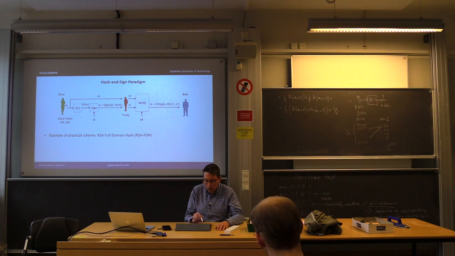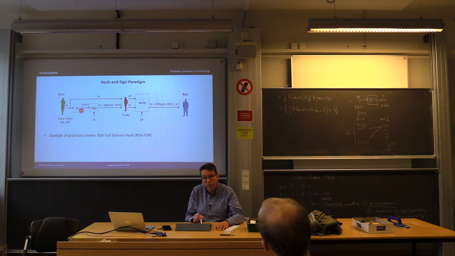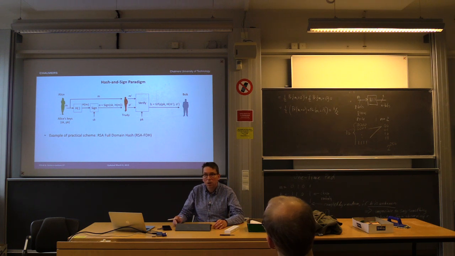So this is the hash and sign paradigm. If Alice would like to sign her message M, she doesn't sign M per se, but she runs it through a hash function first, gets a smaller number of bits, and then signs these bits with her private key. So the signature is the signature, using the private key, of the hash of the plaintext. That's to save complexity. An example of a practical scheme for this is something called RSA full domain hash.